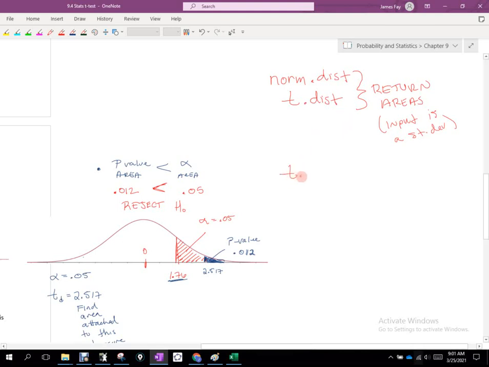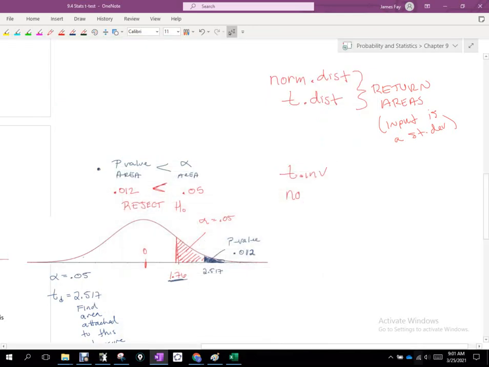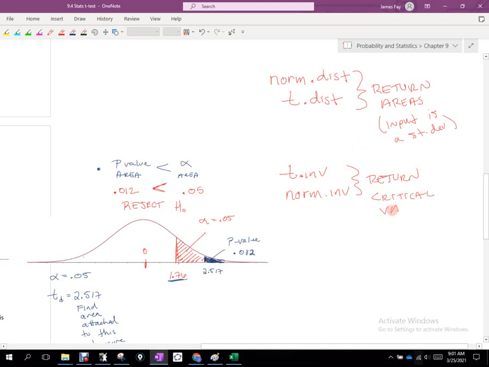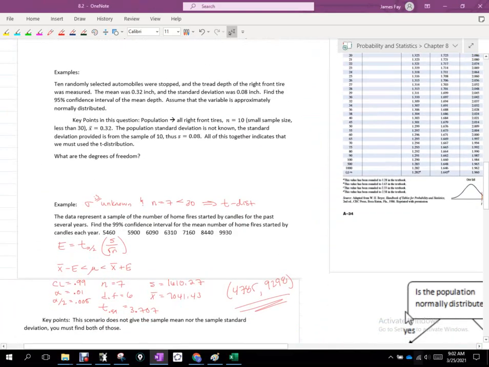The t.inv and norm.inv commands, is it norm.inv or is it inv.norm? Norm.inv. Okay. Those return critical values, which are ultimately the standard deviation that we're looking for, that 2.517. And then you can parallel that to what Desmos offers in its commands. So let me see. I'll have to search back to, I think, chapter 8 real quick.